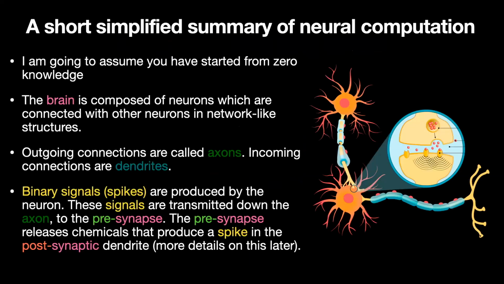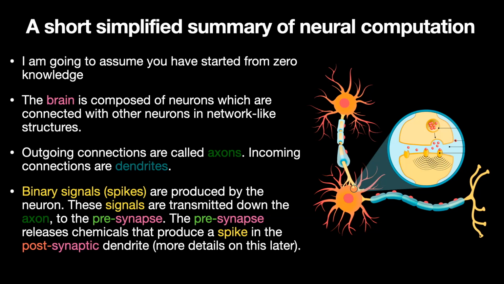Okay, part one, neuronal processes. Now we're just going to go through a short simplified summary of neural computation, so we're starting with zero knowledge. The brain is composed of neurons, which are connected with other neurons in network-like structures. There are a lot of other types of cells in the brain, like astrocytes and glial cells, but the majority of the interesting things are coming from these neurons. Outgoing connections are called axons, and incoming connections are called dendrites.